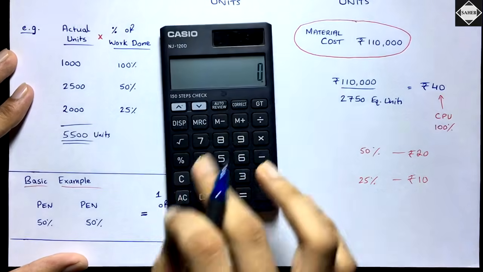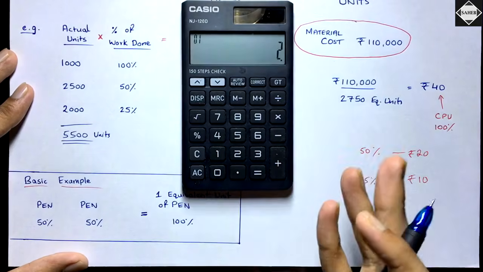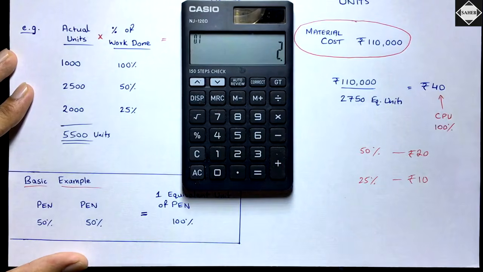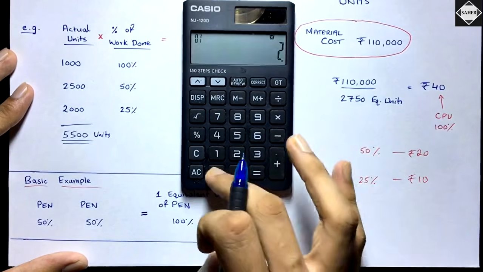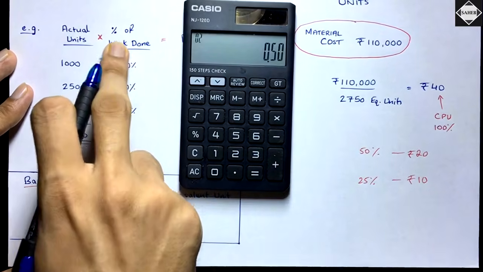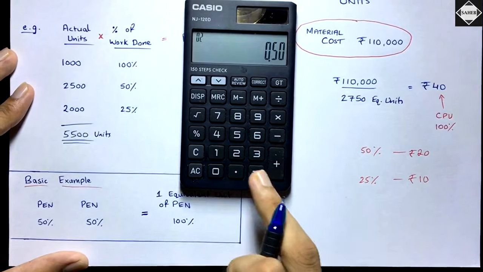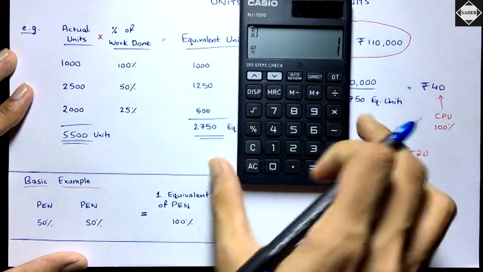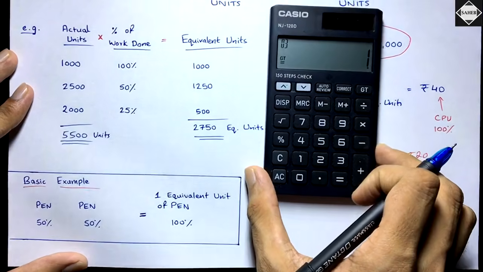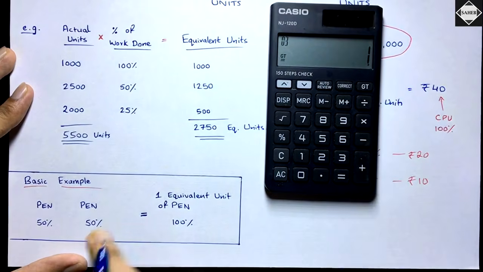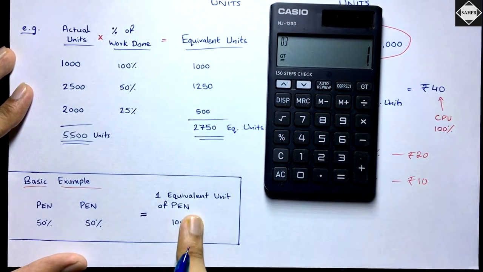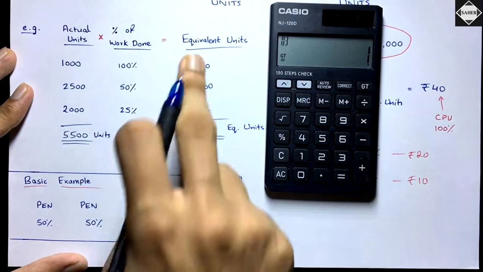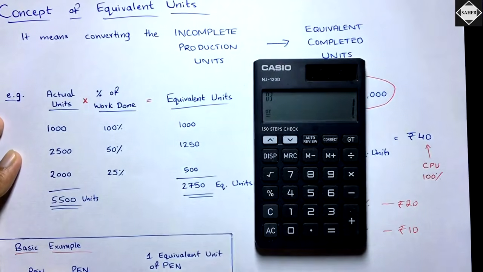It's very simple. All you did here was you took 2 pens, on which you have worked 50%. You multiply 2 actual units into 50%, the percentage of work done, and you get 1, that is the equivalent unit. You have converted the partially completed, incomplete production units into finished equivalent units, completed equivalent units. That's how we are going to do things over here. Let's take a broader example to understand this.